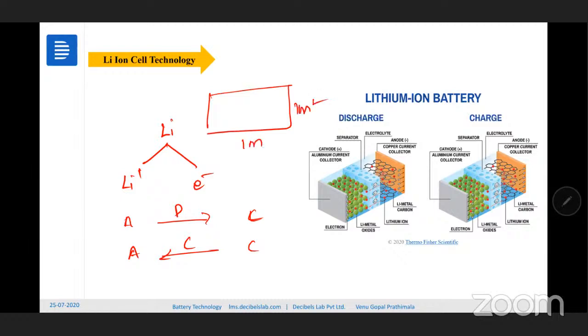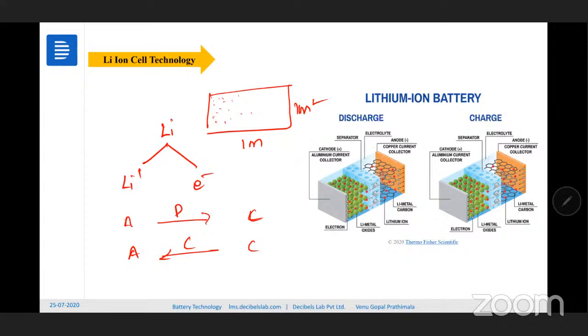If you are taking some other element, it might have a larger diameter, so we can't store as much active material for a given amount of area. Whereas lithium has a very small diameter, so we can store a large amount of active material in a particular area. This indirectly increases your cell capacity, and also the watt-hours per kg, the energy density of the cell.